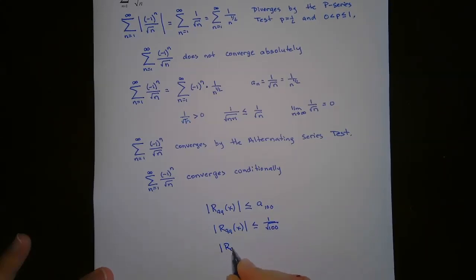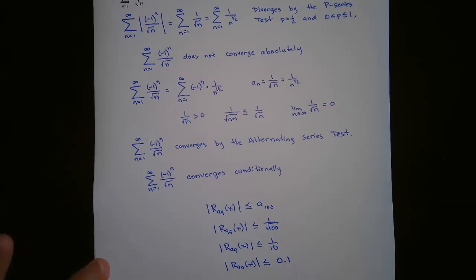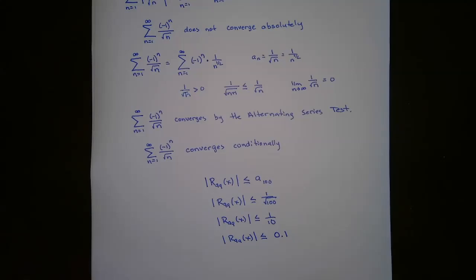So the absolute value of R sub 99 of x is less than or equal to 1 over 10. So for this series, our error, if we go out 99 terms, is less than or equal to 0.1. And that's what our error would be based on that alternating series error bound. This is the biggest error we could have, right?